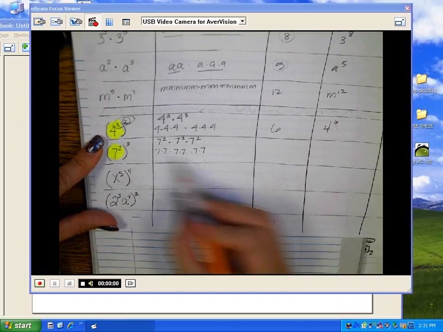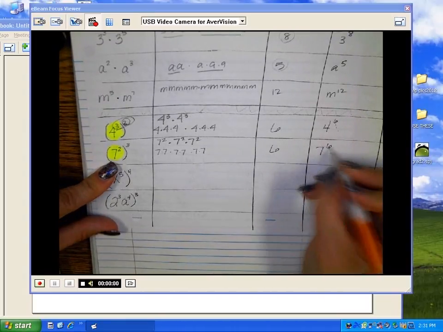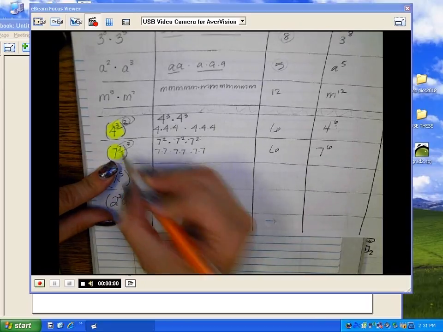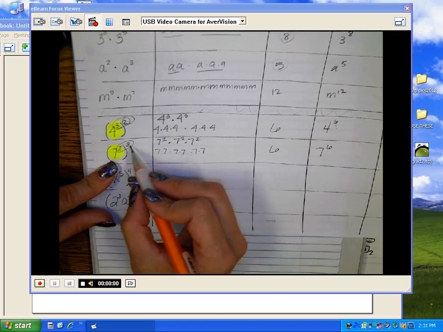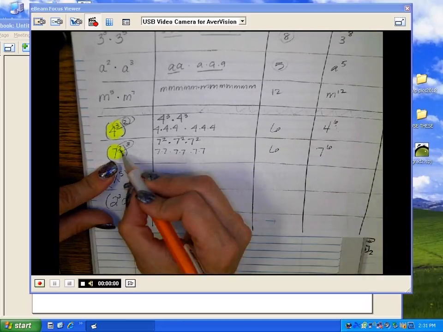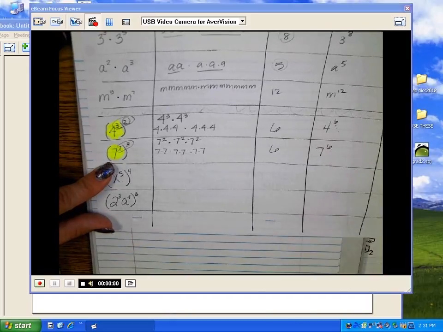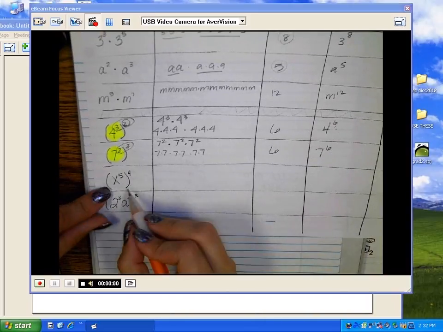And now I have 6 terms, so I get 7 to the power of 6. Well, if I take a look at my exponents and if I add them, they make 5, so that doesn't work. But 2 times 3 makes 6, and so if you multiply those exponents, you get a 6. Okay, let's try it with our next one.